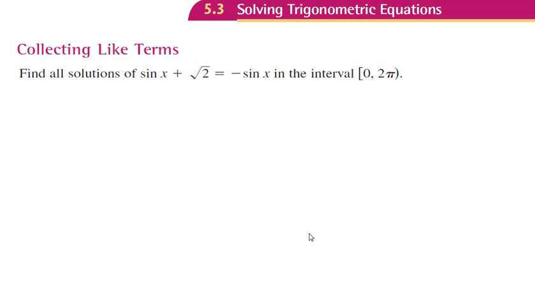All right, let's go into this example now. We're going to go ahead and find all the solutions of sine of x plus square root of 2 equals negative sine of x in the interval from 0 to 2 pi.